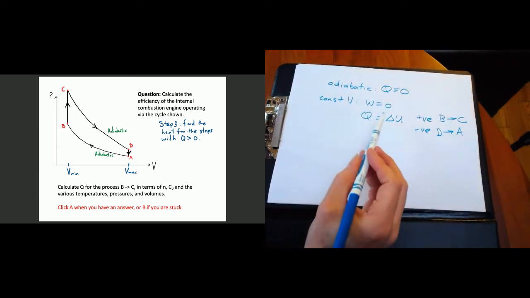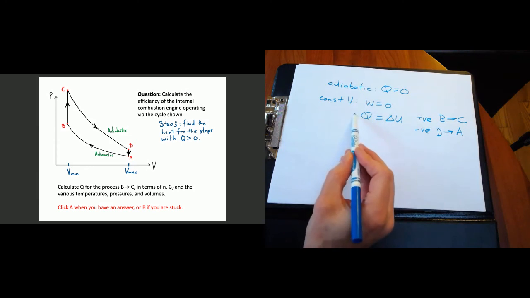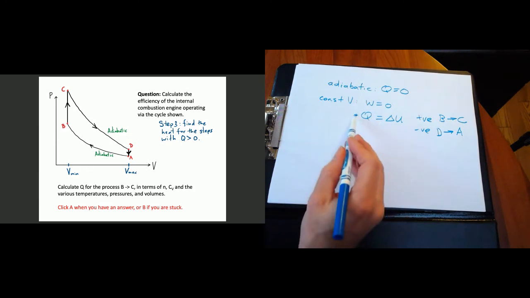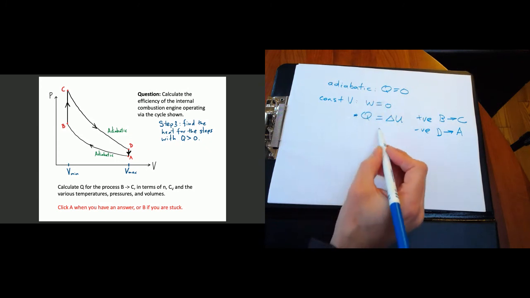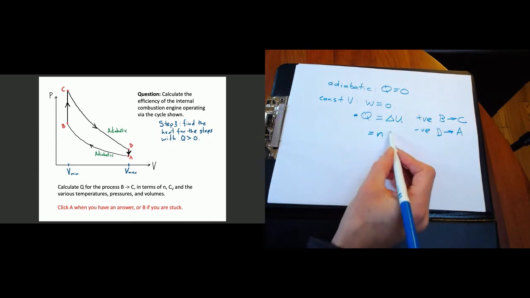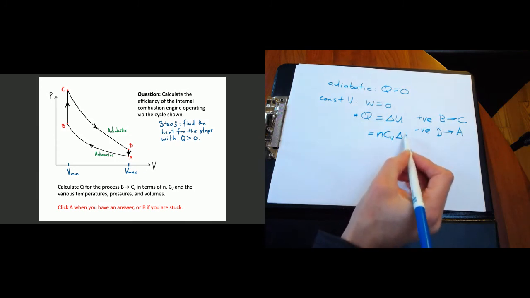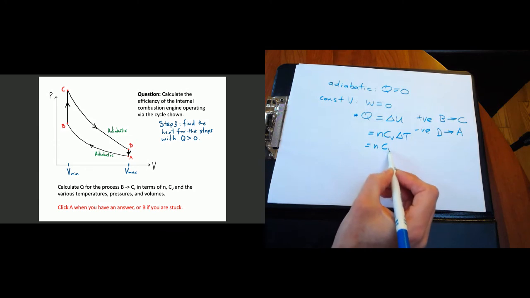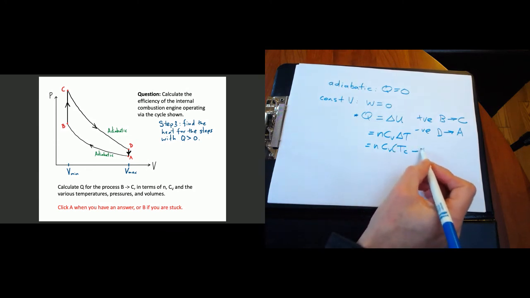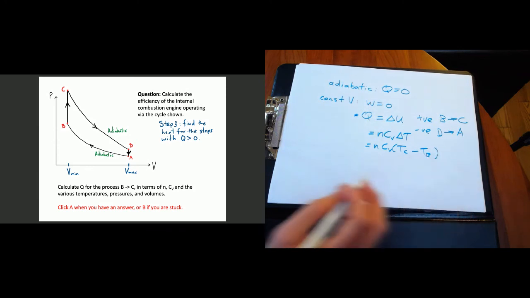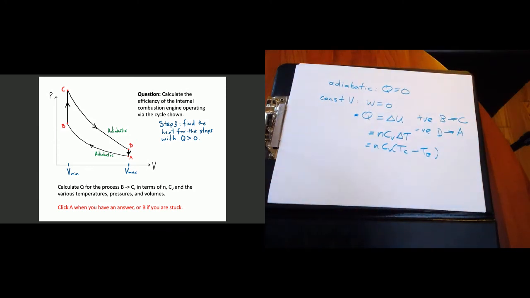So to do it, we basically just use the formula that we had here. To calculate the heat for constant volume, since work is equal to 0, Q is equal to delta U, and that's equal to n C_V delta T. In this case, delta T is the final temperature Tc minus the initial temperature Tb for our process. And that's the last thing that we're going to need now. Okay. So let's now finish our calculation of efficiency.